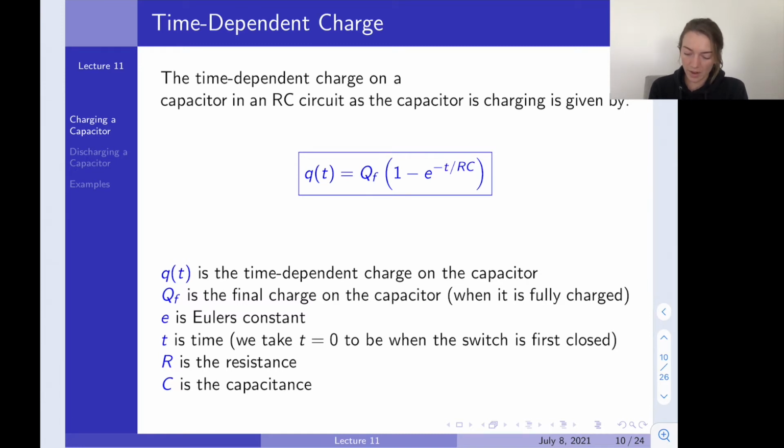So just to go over these variables here, we have Q of t, the time-dependent charge on the capacitor. Q f is the final charge on the capacitor. e is Euler's constant. It's not Euler. Then t is the time. R is the resistance in the resistor, and C is the capacitance of that capacitor.